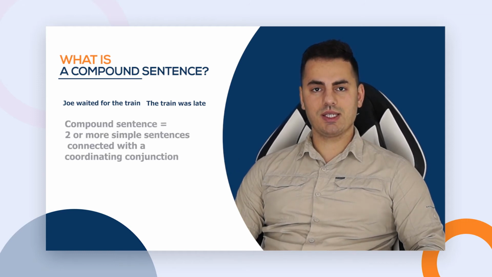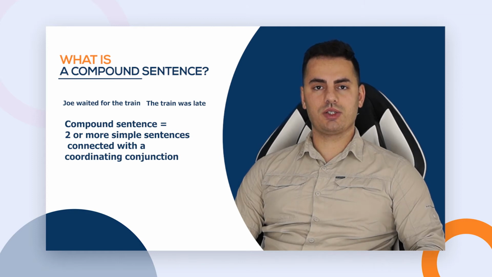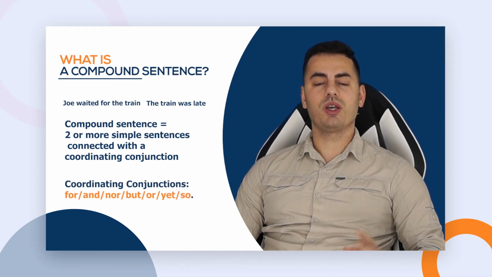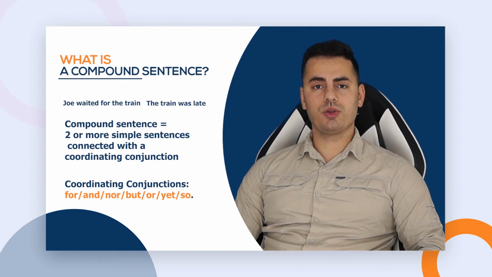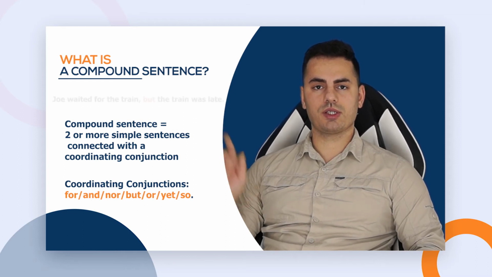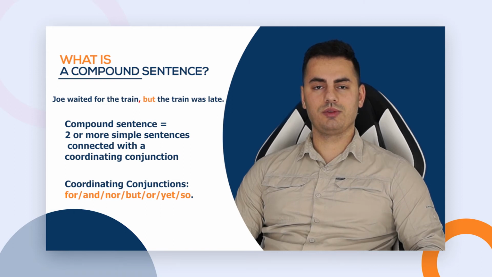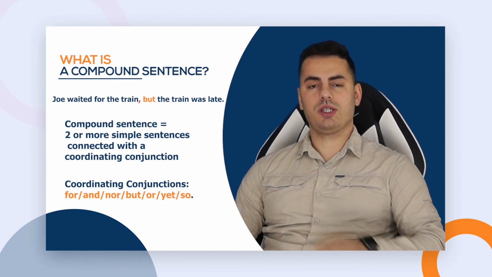So a compound sentence consists of two or more independent clauses, or they could be called simple sentences, and we join them using a coordinating conjunction. Do you remember from the high school or the elementary school even? Fanboys? Yeah, those are called the coordinating conjunction. For, and, or, but, and so on. And we make sure that when joining the two simple sentences, using these joiners, we have to place a comma before the joiner. So it looks like this. Joe waited for the train, but the train was late. And you can see the comma before but. So this is a compound sentence.